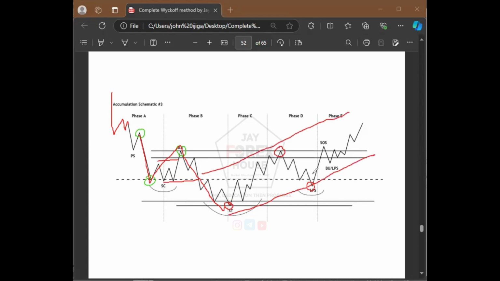Okay, so understanding this now, this SOS means sign of strength. Phase E would be the best time for an entry. That is, you can have your entry at this level and your stop loss below this low. Okay, so phase E is the safest.